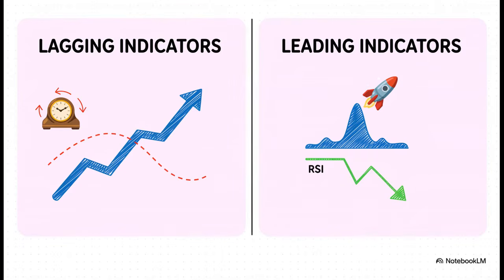And this brings us to a really important distinction. On one side, you've got your lagging indicators, like moving averages. They're great for confirming a trend that's already in full swing. But on the other side, you have leading indicators, like the RSI, which try to give you a hint, a little clue about what might happen next. It's a completely different tool for a totally different job.